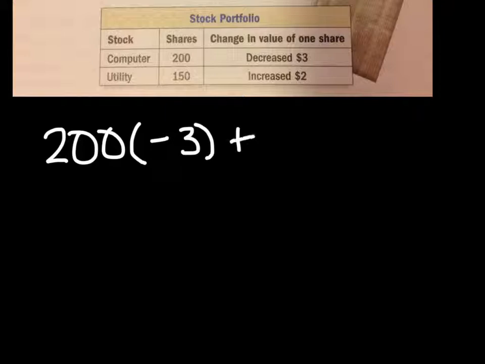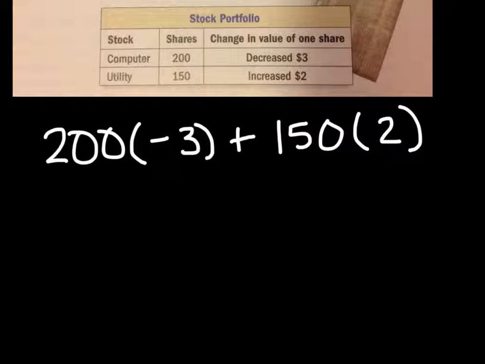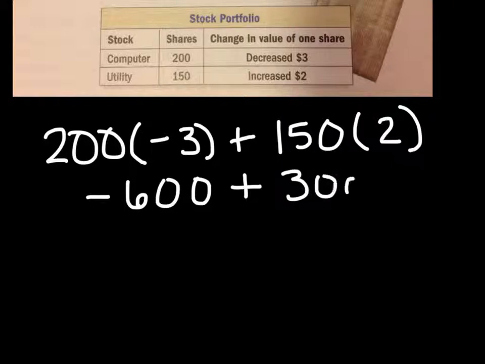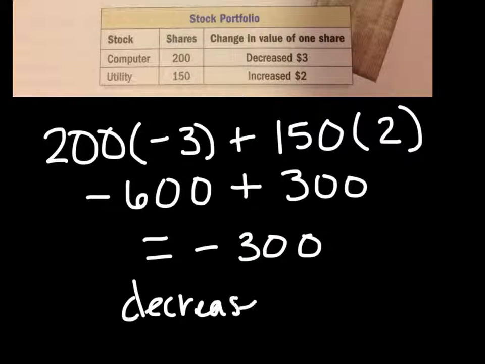Now we're going to add this to the change in the utility stock. So we have 150 shares of utility stock that we will multiply by 2, as the value increased by $2. Now we multiply 200 times -3 yields an answer of -600, plus 150 times 2, which gives an answer of 300. -600 plus 300 gives a final answer of -300. So the total change in value of our stock was a decrease of $300, -$300.